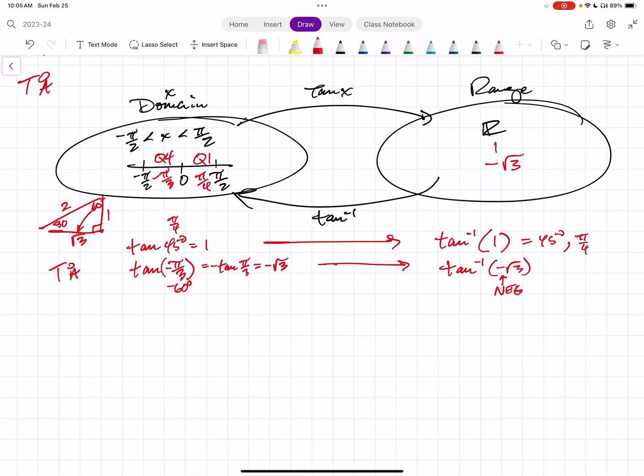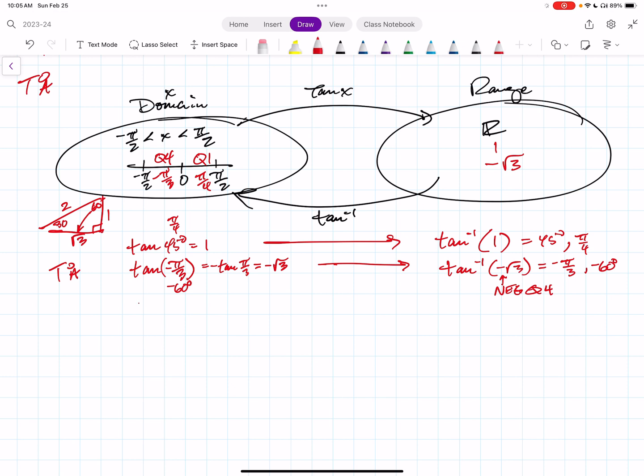You input a number, and you get an angle back. What angle do you get? Well, it's got to be negative pi thirds in quadrant 4 because it's negative, okay? Or you can respond negative 60 degrees, I suppose. Most of the time we're in radians, so just keep that in mind. And there, that's how it works, okay? It's actually not that hard.